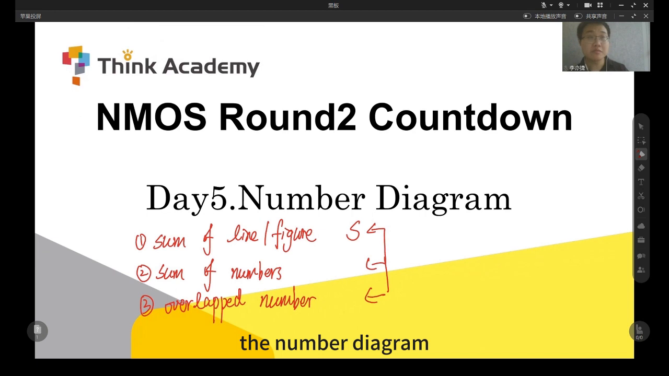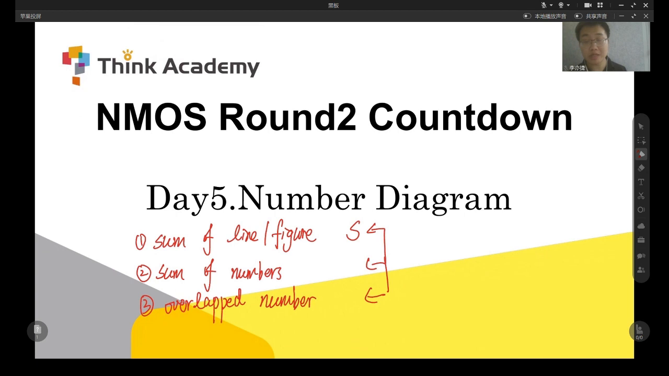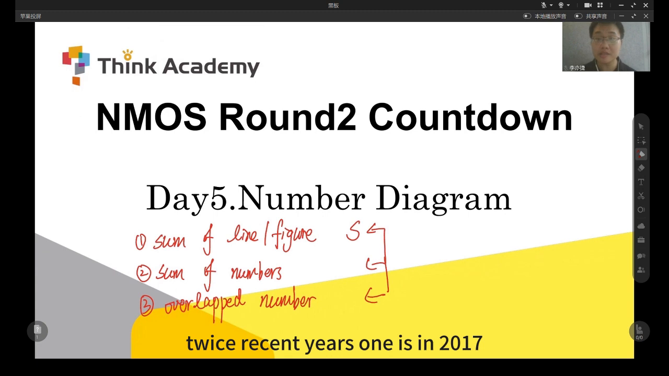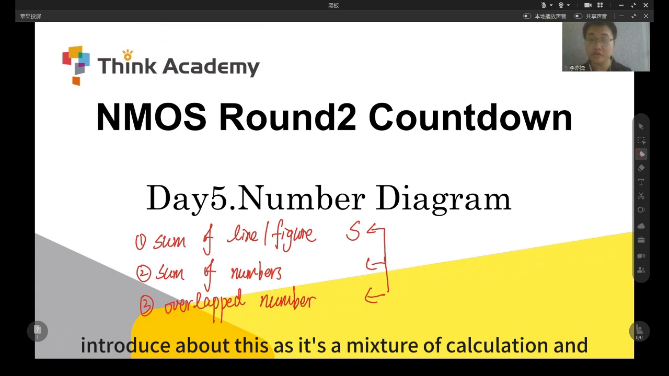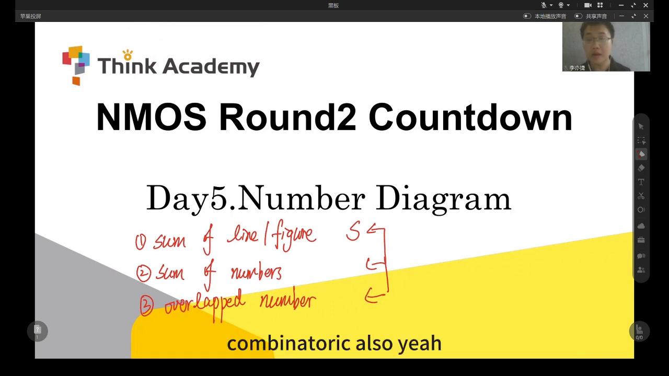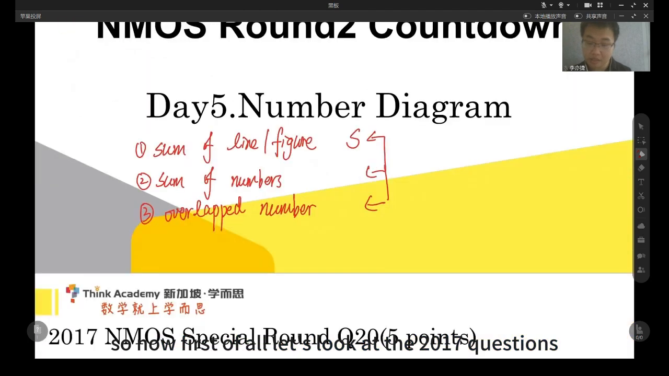The number diagram is not a popular knowledge point in NMOS round 2 test, and it occurs twice in recent years. One is in 2017 and one is in 2022. But I think I should introduce this to you as it's a mixture of calculation and combinatorics. Also, it asks us to have strong basics of algebra, and we know that algebra is a popular point in NMOS, right? So now first of all, let's look at the 2017 question.